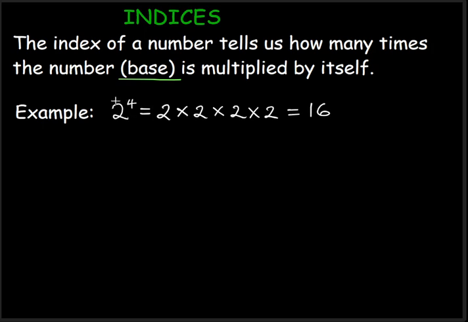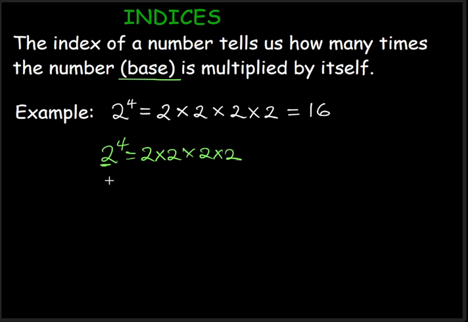So, an example here: 2 raised to power 4. This 4 is the index, or you can call it power. 4 is the index of 2. The index, which is 4 here, of this number, the 2, which is also called the base, tells us how many times the base is multiplied by itself. That means we multiply 2 by itself 4 times. Exactly. So the index tells us how many times we multiply the base by itself.